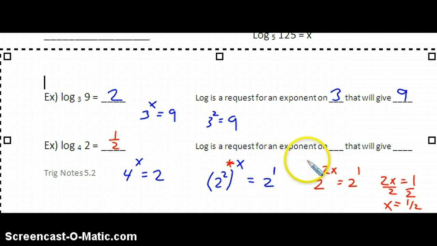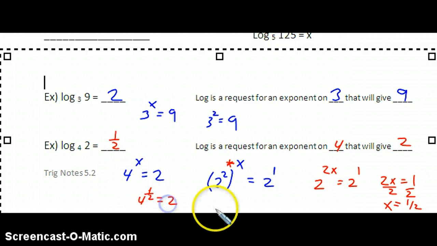So this was a request for an exponent on 4. So 4 raised to what power would give me a 2 as the answer? 4 raised to the 1/2 power gives me 2.